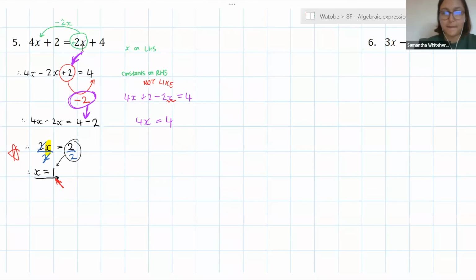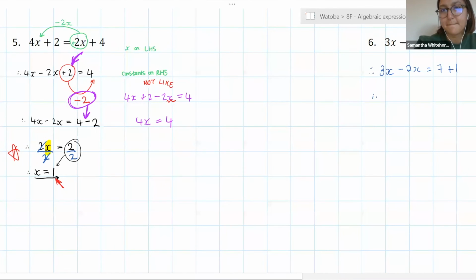So how I got my answer, ma'am: I said 3x minus 2x equals 7 plus 1. And then I said 1x equals 8. And then I divided both sides by 1. And then x is 8. Awesome. Well done.